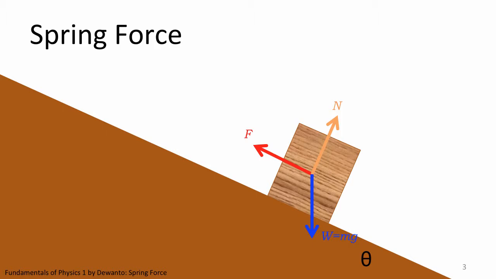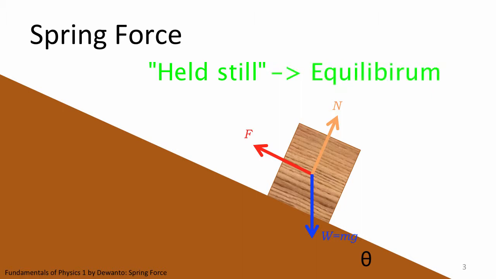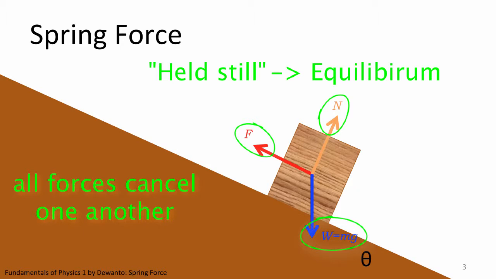The problem, however, also mentioned that the crate was to be held still by these forces. Held still, that's the keyword. It is not moving, it is at equilibrium, which means the net or resultant force has to be zero in accordance with Newton's first law. That further implies that the three forces have to cancel one another. So the next question is, how do we ensure that the forces cancel one another?